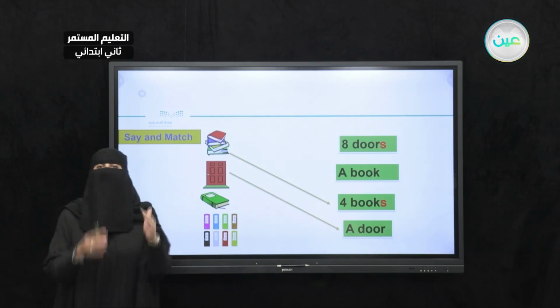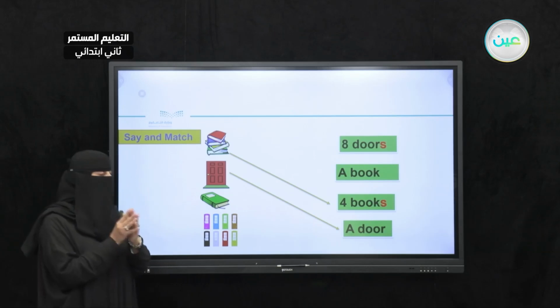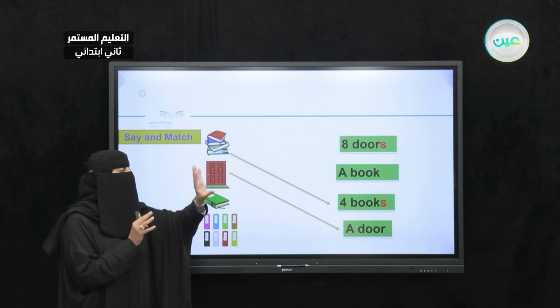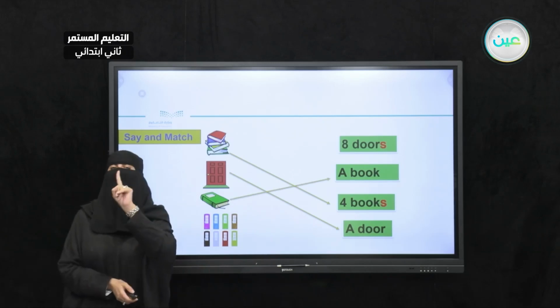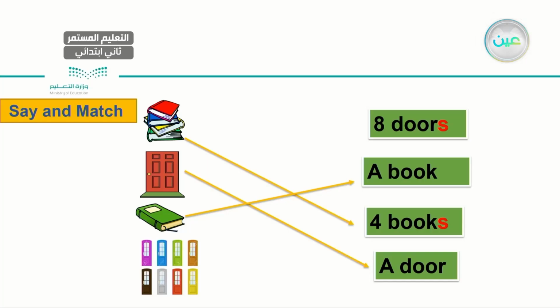Very good. Now, I have 2 pictures with 2 words. I have 8 doors and a book. How many books? I have a book, singular. And for the last picture, I have 8 doors. Very good, very good.